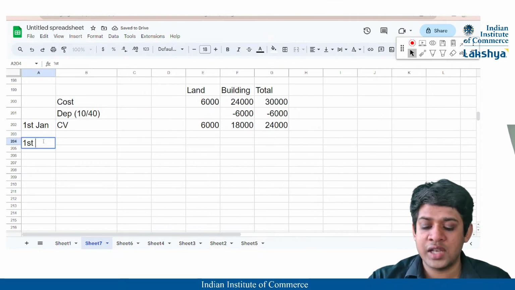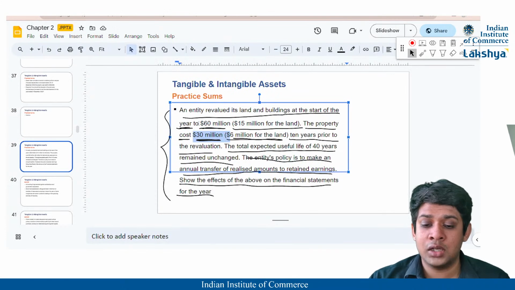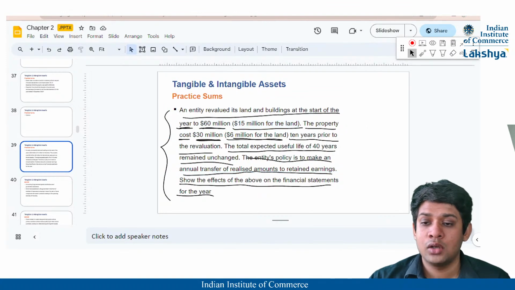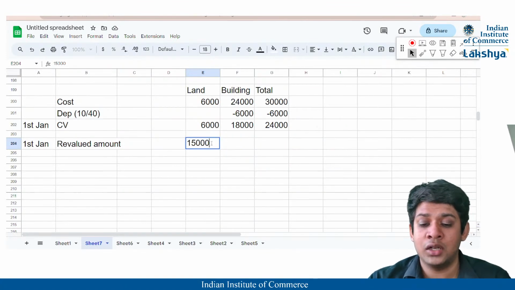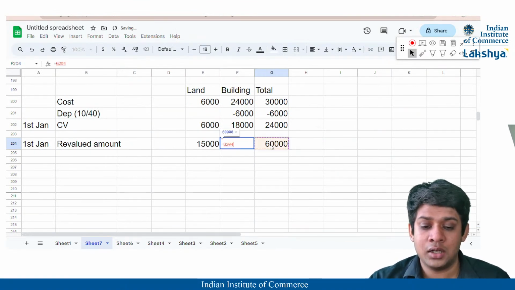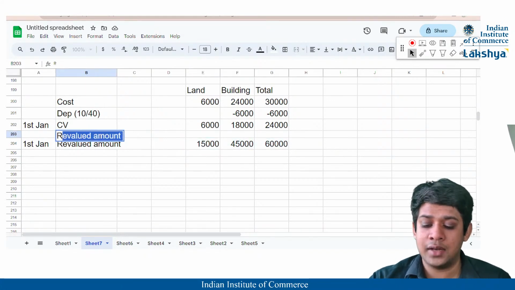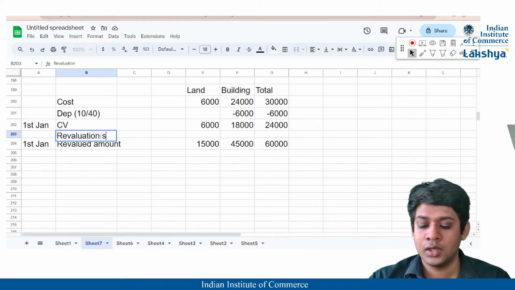But on this date, 1st Jan, my asset got revalued, and thus the revalued amount is nothing but, you can see at the start of the year it got revalued to $60 million, out of which 15 million belong to the land, right? So my land has been revalued to 15 million, or you can say 15,000. The total is 60,000, right? And the remainder is the revaluation of the building, right? That is 45,000. Correct? So the revalued amounts are these. What is the revaluation gain? Revaluation surplus, I would say.